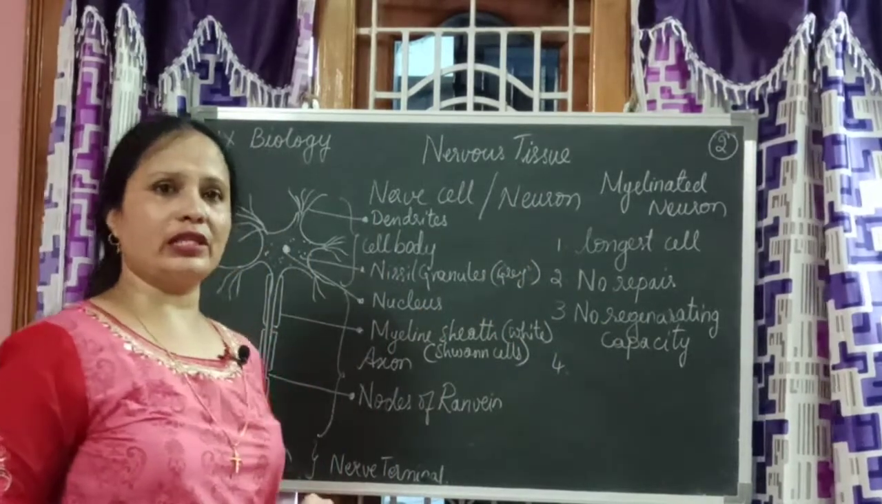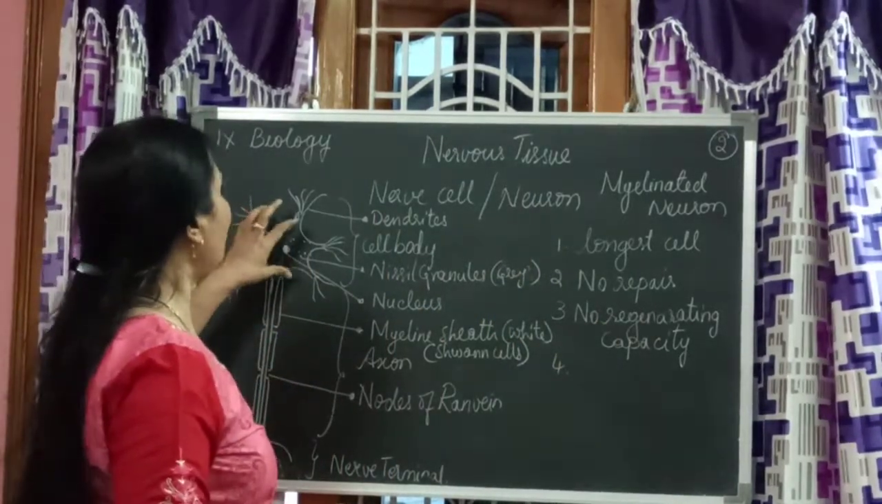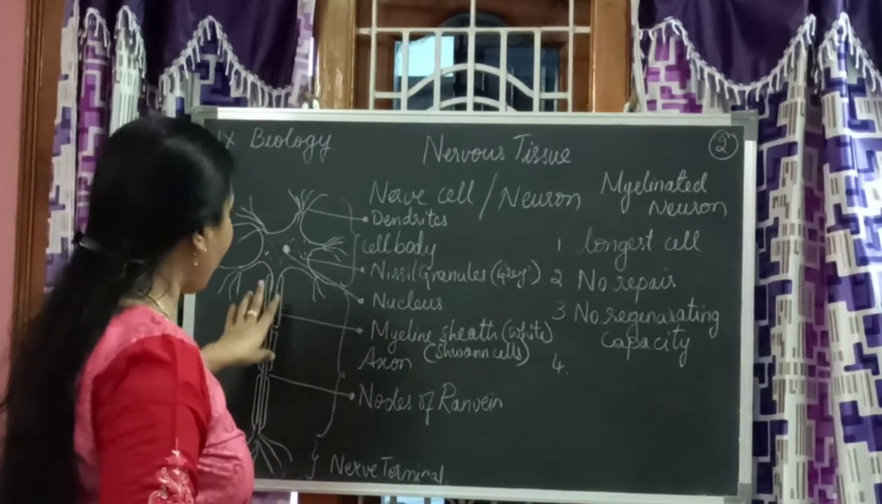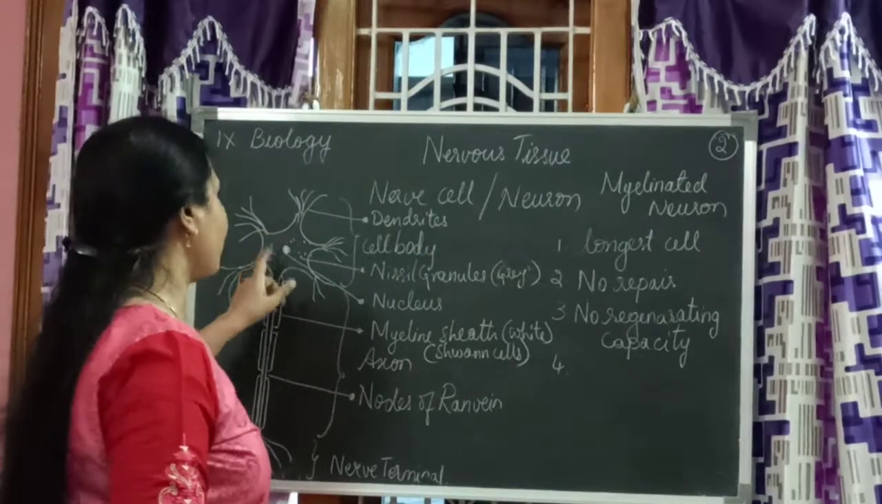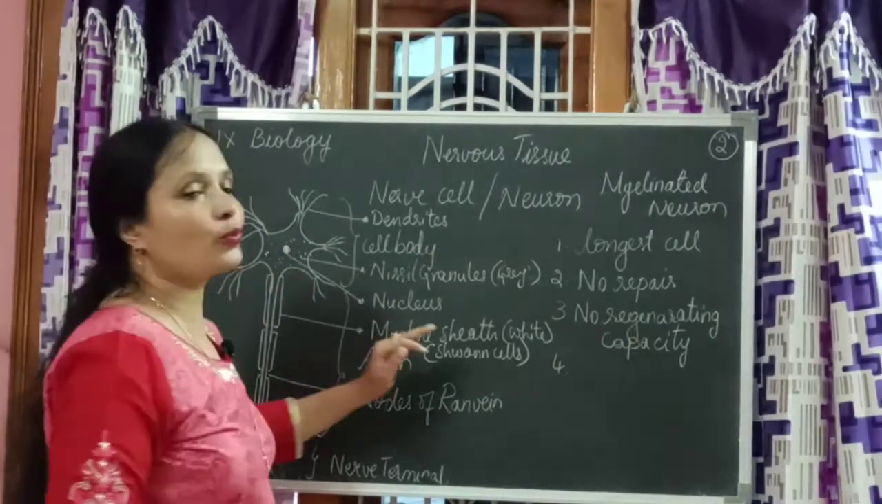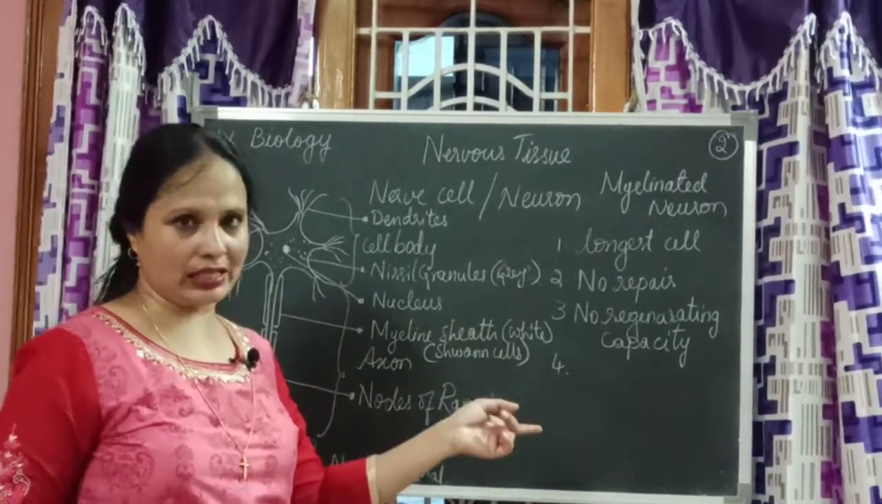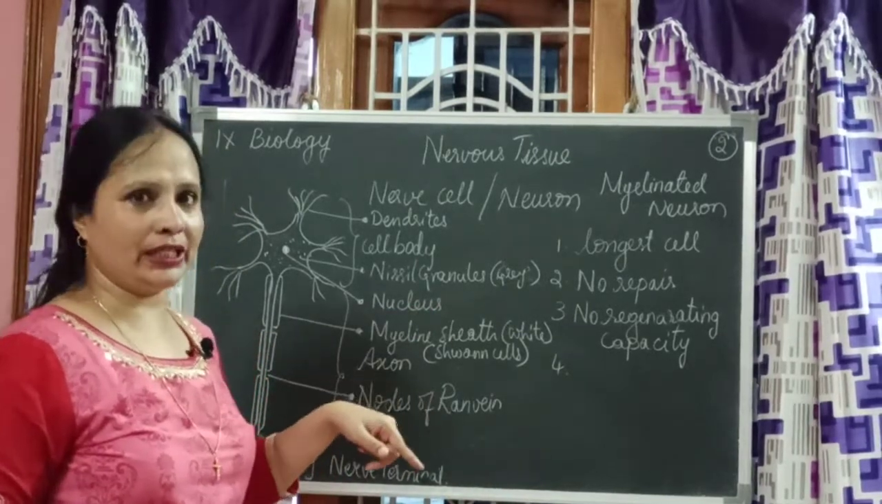That is how the nerve cells are. And the cell body looks grey in color, the axon looks white in color. Cell body looks grey in color because of the presence of Nissl granules, and axon looks white in color because of the presence of Schwann cells, which are present on the myelinated sheath.